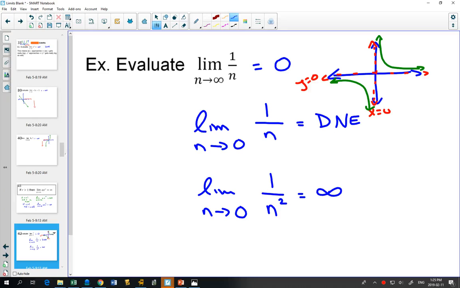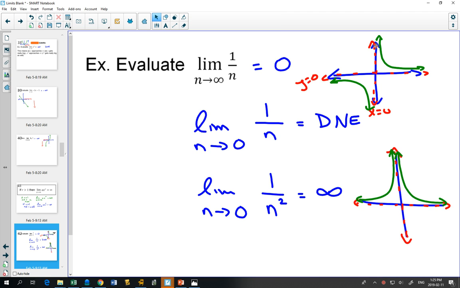But in the second one, if I would draw this graph, it once again has a non-permissible value, can't have 0. It has an asymptote at y equals 0 as well. In grade 11, your teacher might have called this the volcano graph, because it kind of looks like a volcano with asymptotic lava spewing out the top. But on this one, when you're going from the left or from the right, both branches are going up towards positive infinity. So we would say that the limit as n goes to 0 in the second one is infinity.